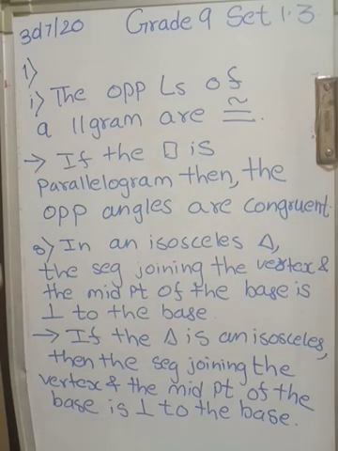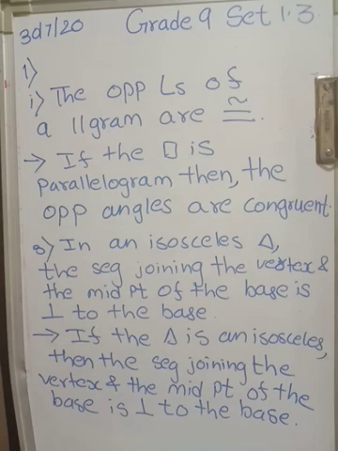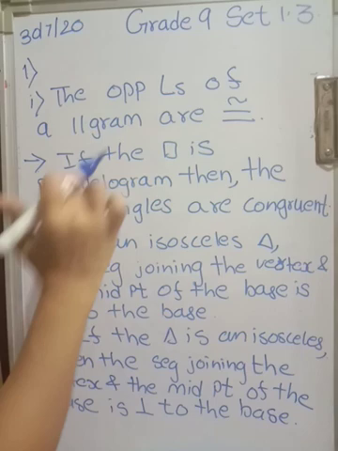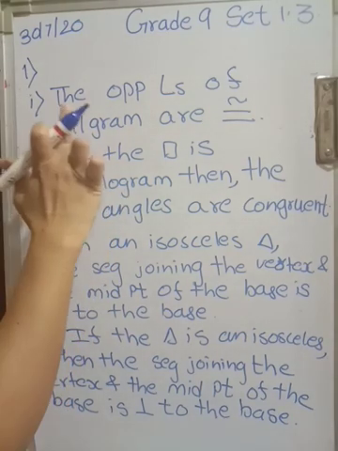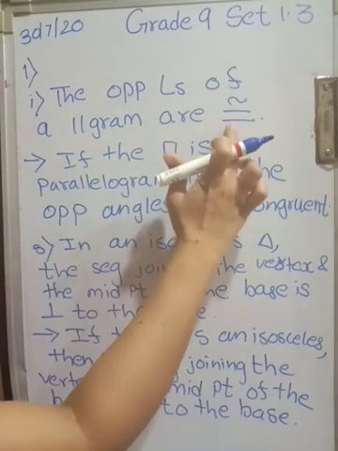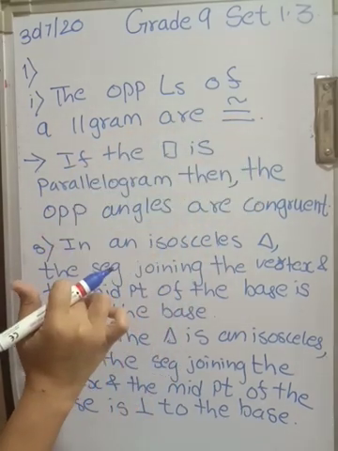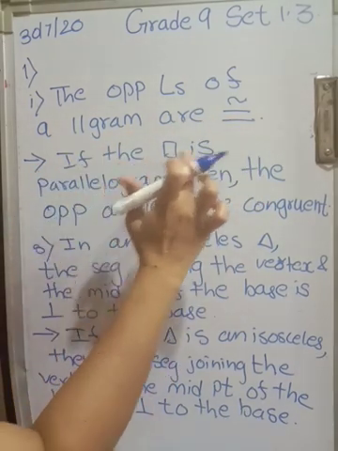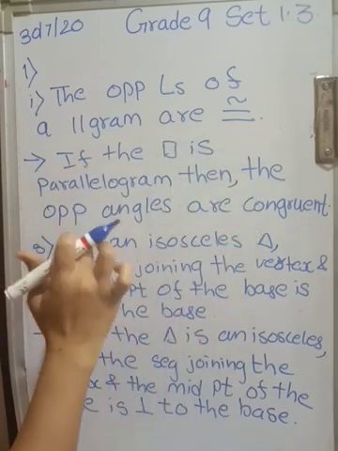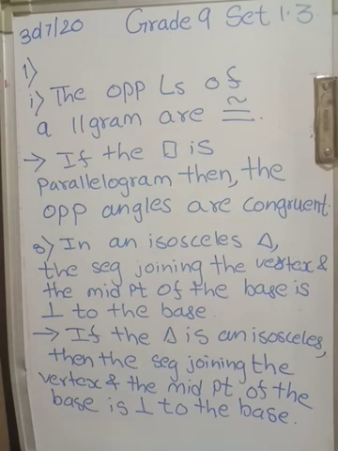Now these are your examples from textbook 1.3. First, write the following statements in if-then form. Now students, I have used shortcuts here. You need not do this. You write in complete form. Now see the first sentence. The opposite angles of a parallelogram are congruent. So what is the if and then statement? If the quadrilateral is parallelogram, then the opposite angles are congruent.